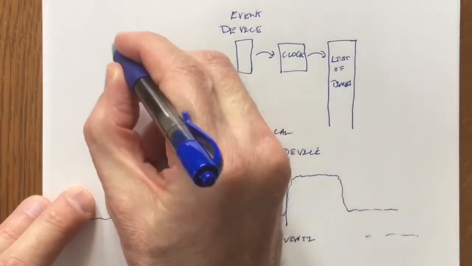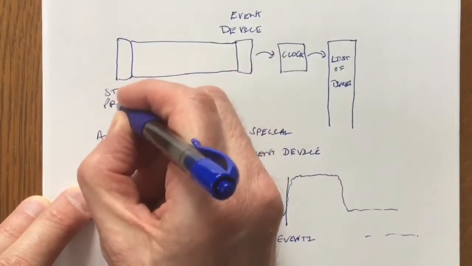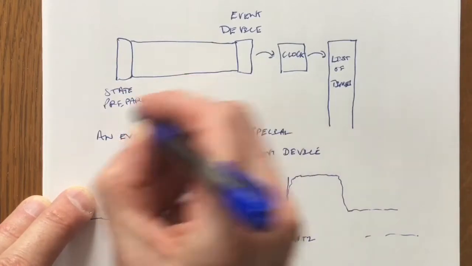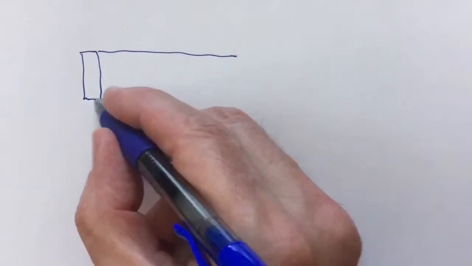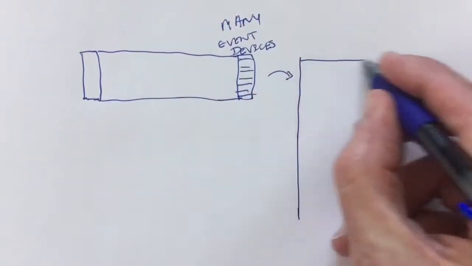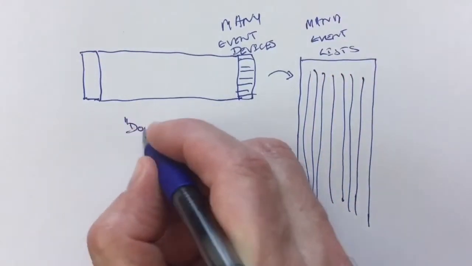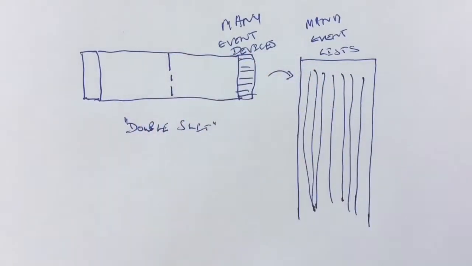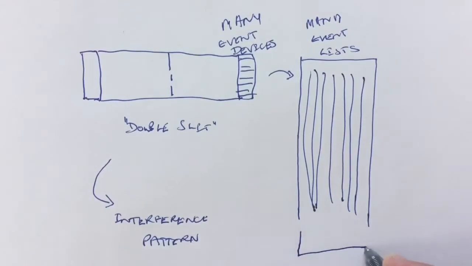If we introduce a state preparation device and turn on the power, we record more events. If we move the event device, we record more or fewer events. Let's suppose we have one state preparation device, but now we have many event devices, so we have many event lists. If we put something in between, a double slit, the pattern of events changes to give an interference pattern that we can most easily see by adding up how many events there are in each list, though we can also consider more complicated statistics.